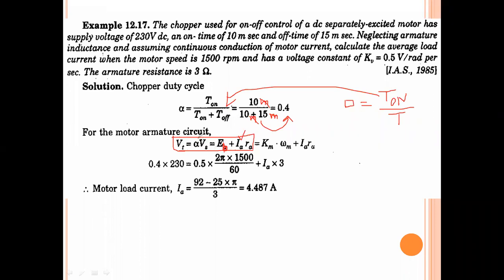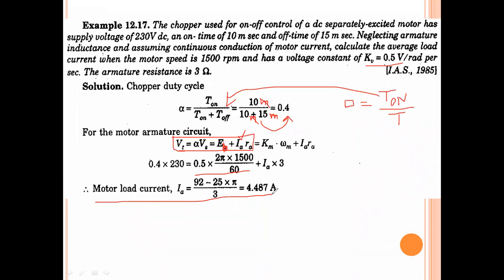So VT, which means the armature voltage, can also be written as the duty cycle into the input voltage. So 0.4 into 230 is equal to EB, which is the constant value into omega. The constant value is 0.5 and omega is 2 pi N by 60, with N given as 1500 RPM. So this is the EB value plus IA into RA, with RA given as 3 ohms. Substitute all the values and simplify. Then you will get the motor load current, or simply the armature current of the motor, as 4.487 amperes.